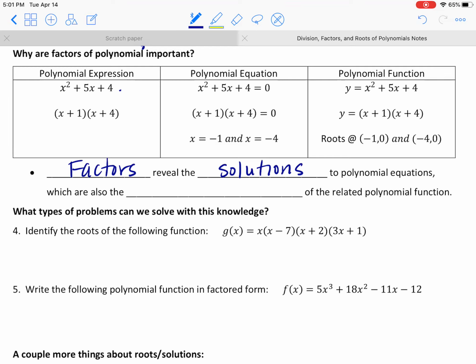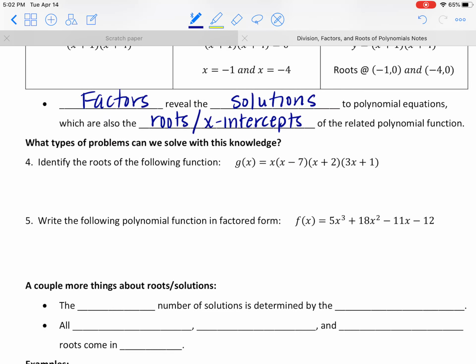Factors reveal the solutions to our polynomial equations. Now, I showed you a quadratic here, but it's going to be true for any polynomial. And they also show us the roots, which are also called x-intercepts, of the related polynomial functions, okay? So the factors are important because they show us solutions and they show us roots. Solutions if it's the equation, or roots if it's the function.